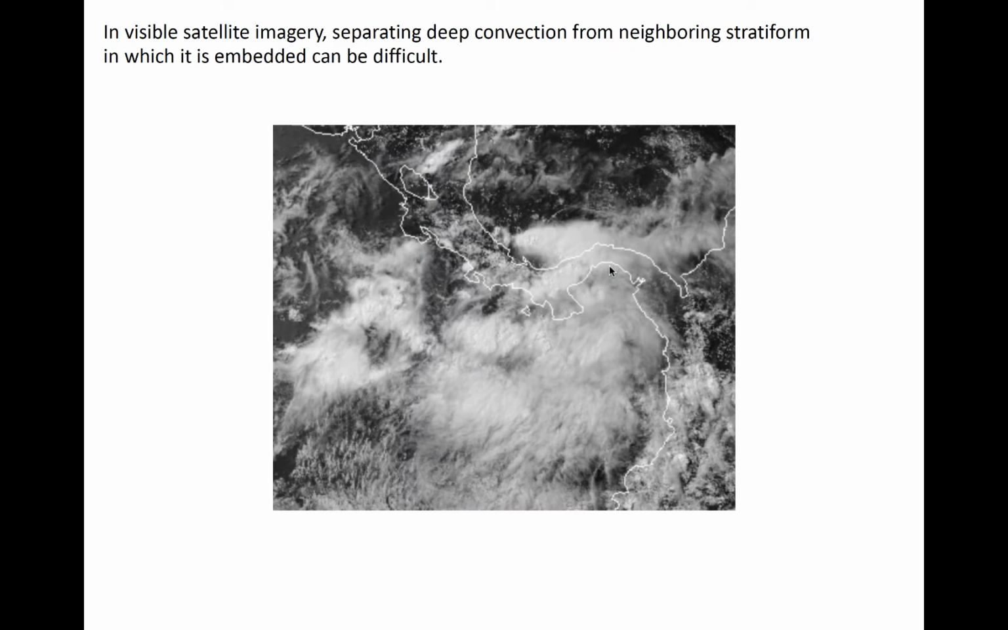Convective and stratiform regions can be challenging to detect in satellite imagery. The example shown here is a visible satellite image of an MCS located near Panama. The deepest convection is not immediately obvious, although some deep convection might be suspected north of Panama.